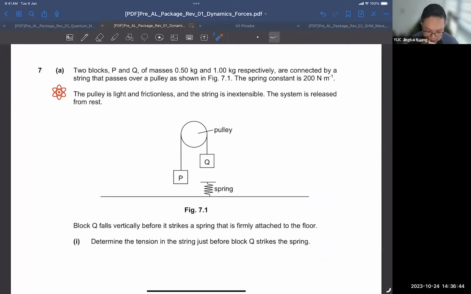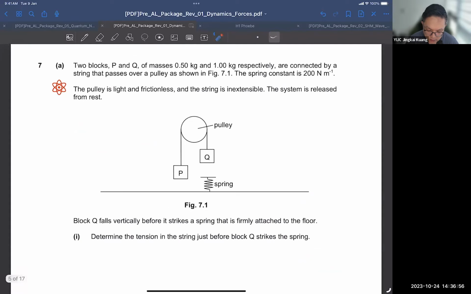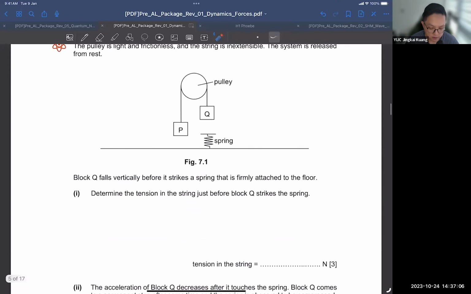Question 7.7: two blocks P and Q, with masses 0.5 and 1 kg respectively, are connected by a string that passes over a pulley. The spring constant is 200 N/m. Q is obviously heavier, so Q will come downwards. Determine the tension in the string just before block Q strikes the spring. So the first part is just about the case when you release it: what is the tension?